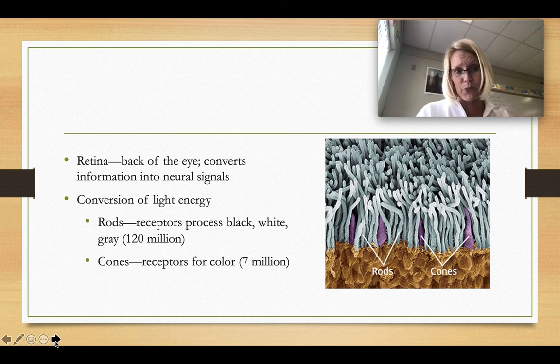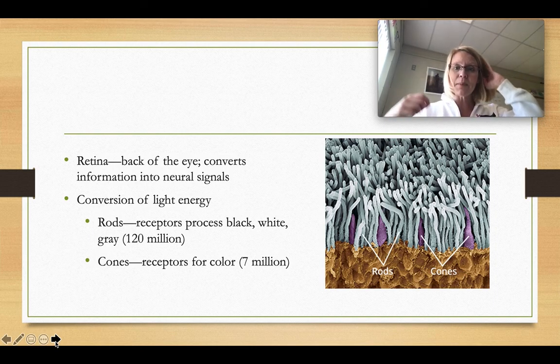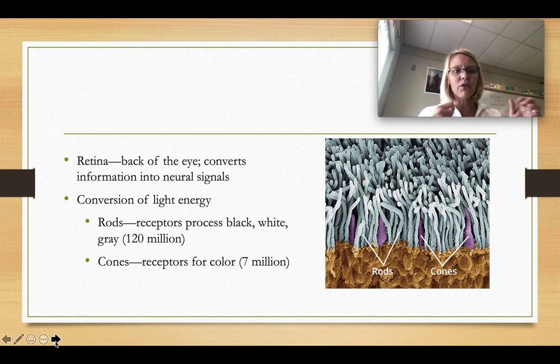Now let's talk about the retina. Think of the retina as the workhorse of the eye. All the other parts of the eye are great and important, but it's the retina that does all the real work. It's at the back of the eyeball, and it converts that information into neural signals. This is what sends the information on to the brain.